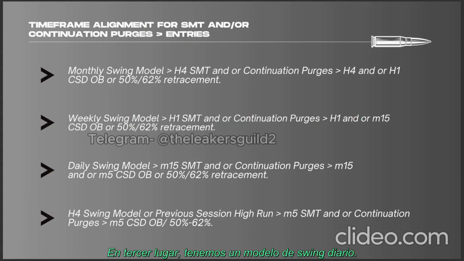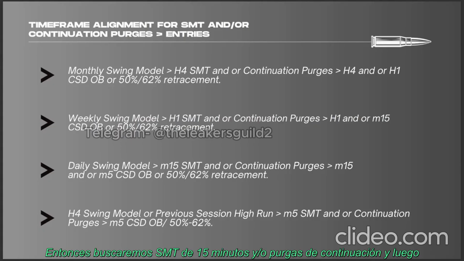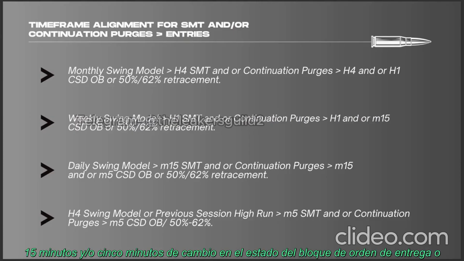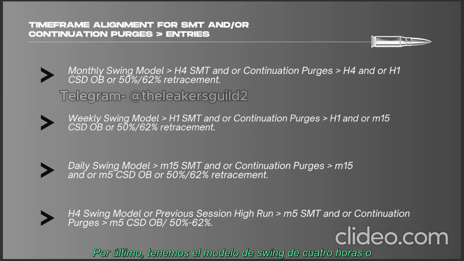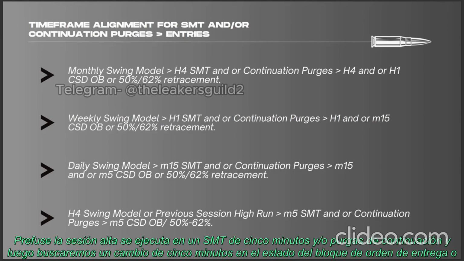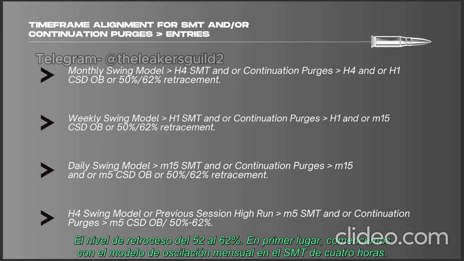Thirdly, we've got a daily swing model. So then we're going to be looking for 15-minute SMT and or continuation purge, and then 15-minute and or 5-minute change in the state of delivery order block, or the 50 to 62% retracement. And lastly, we've got the 4-hour swing model or previous session high run into a 5-minute SMT and or continuation purge, and then we're going to be looking for a 5-minute change in the state of delivery order block, or the 50 to 62% retracement level.